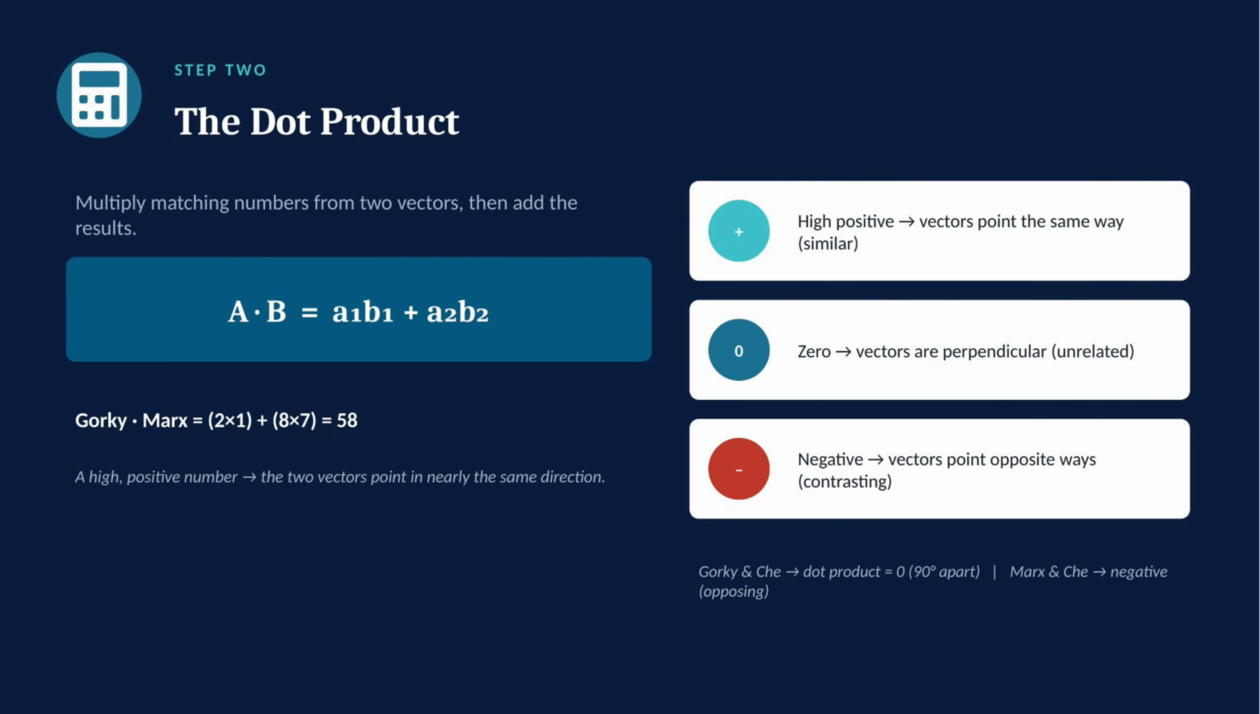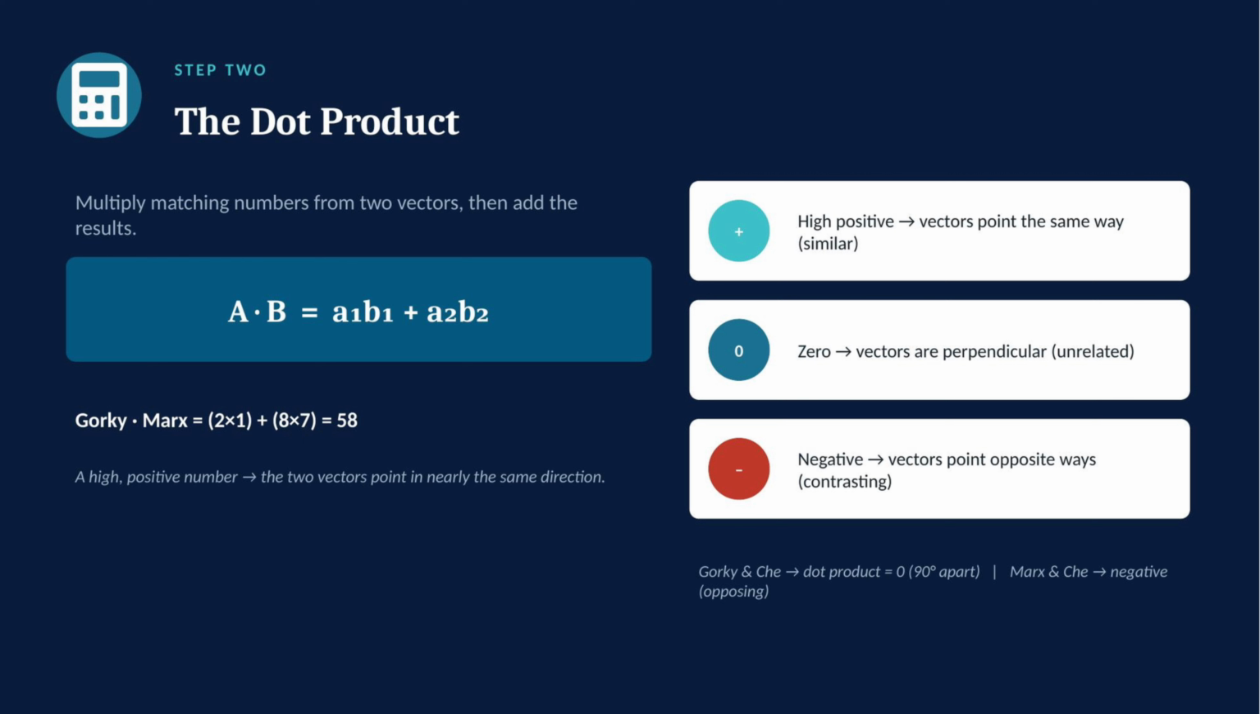The first tool machines reach for is the dot product. It's simple: multiply the matching numbers from two vectors, then add them up. Let's try Gorky and Marx. 2 times 1 plus 8 times 7, that's 58, a high positive number, which tells us these two vectors point in nearly the same direction.